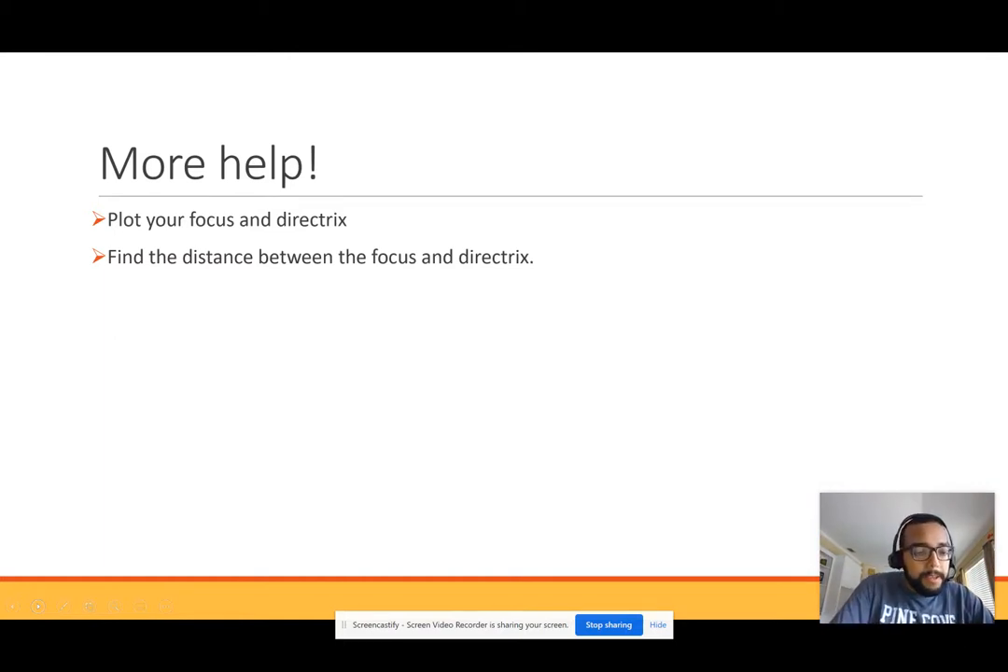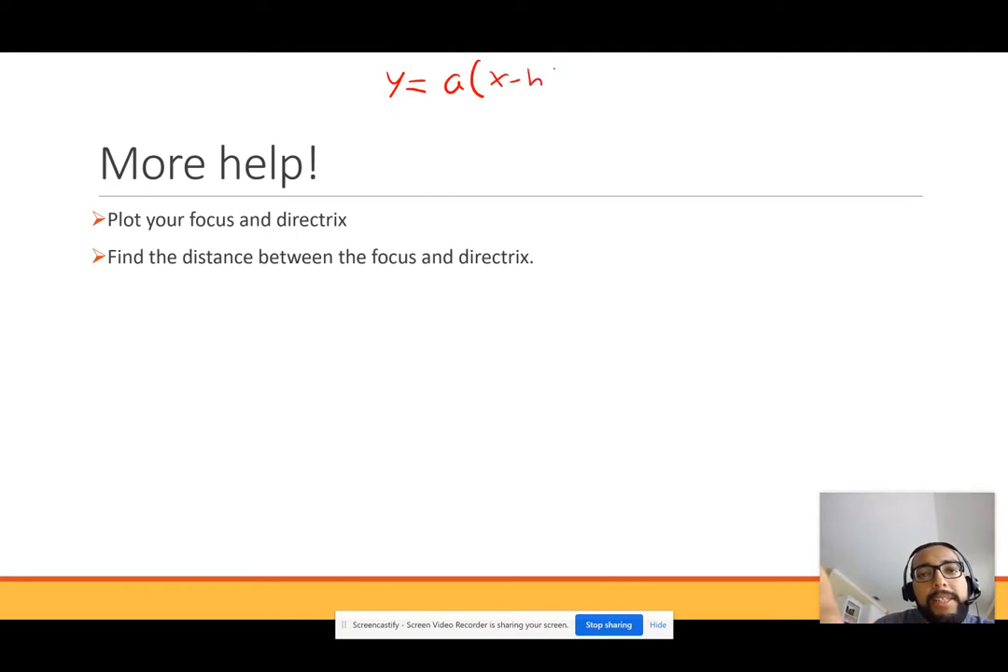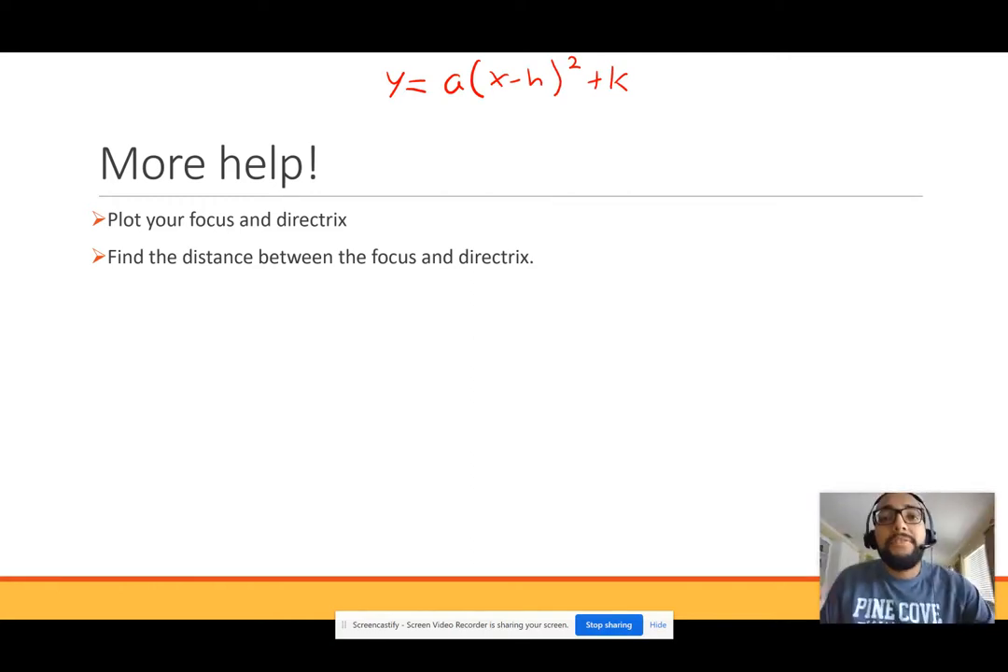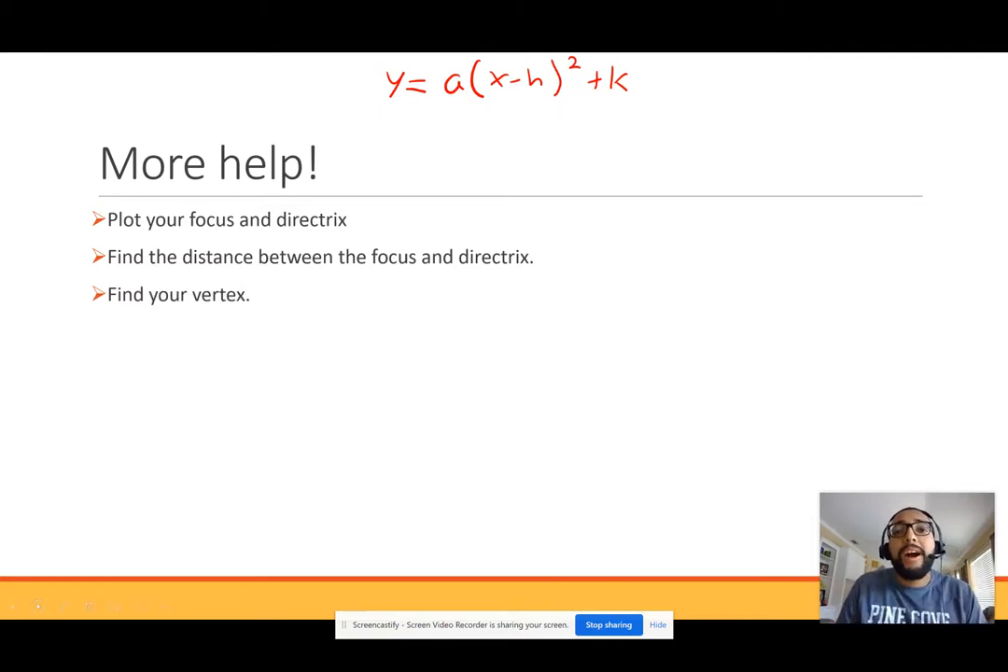Now, if you remember, we have our vertex form, y equals a(x minus h) squared plus k. That's our goal. We want to write an equation that has an a value, an h value, and a k value. So I always like starting off with our h and k. If you forgot, h and k is your vertex. So next step here, I recommend find your vertex.